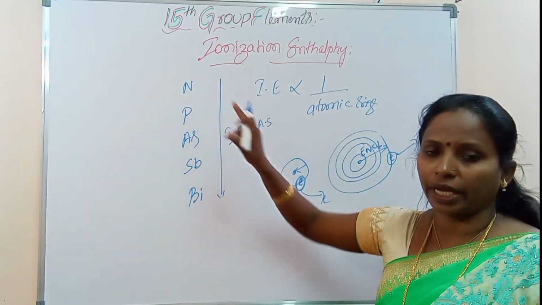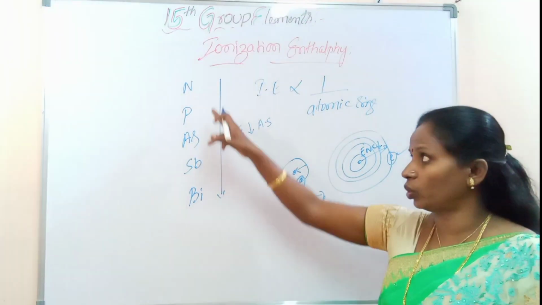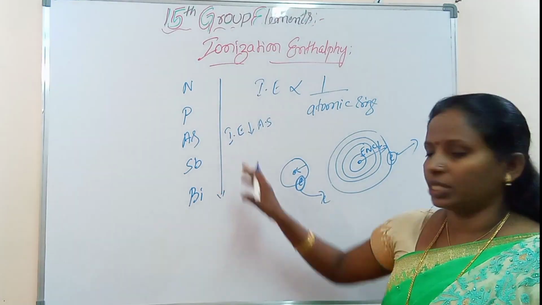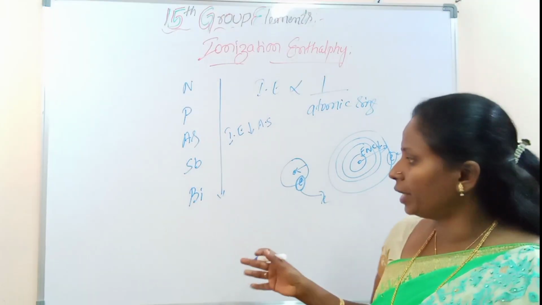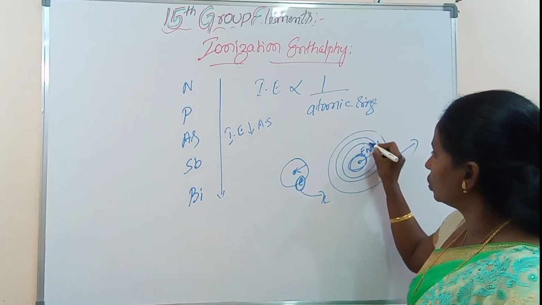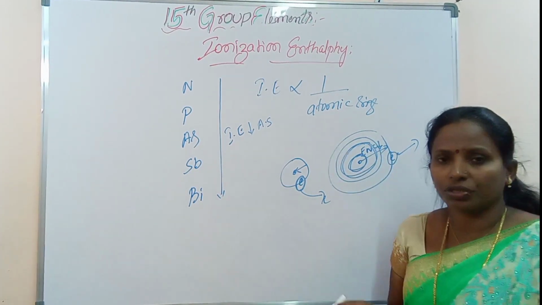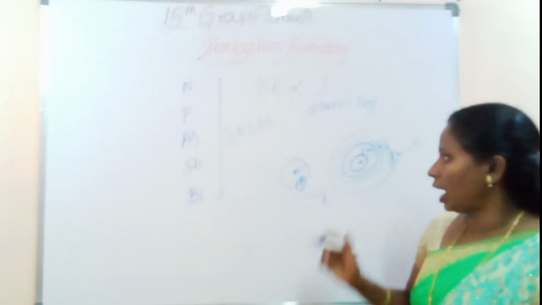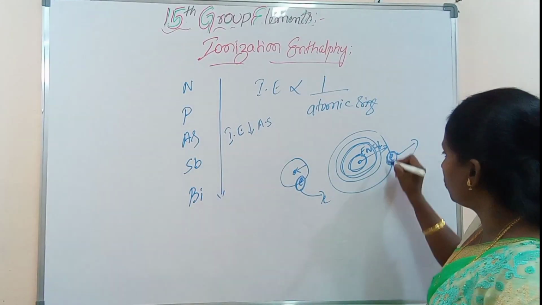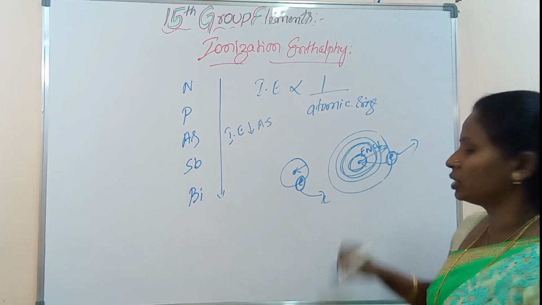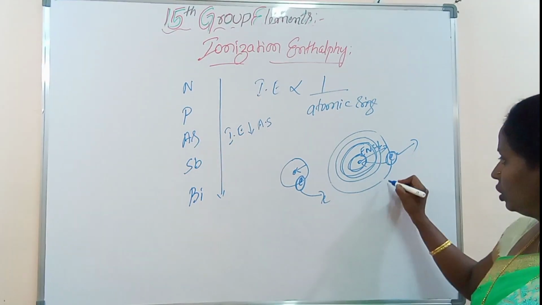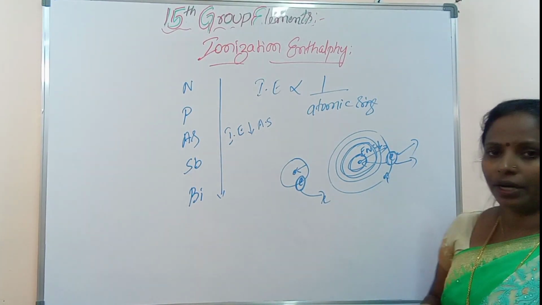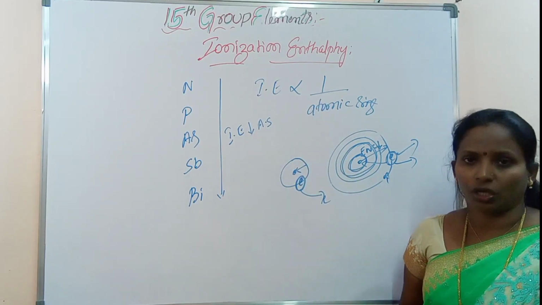But here for nitrogen, the ionization enthalpy is very high, as it is more electronegative in nature and small in size. If you go down the group, the size of an atom increases, and the number of shells also increases, so the screening effect also increases and effective nuclear charge decreases, and the outermost electron is weakly bound to the nucleus. Just by supplying some energy we can remove this electron, and so ionization energy decreases down the group.